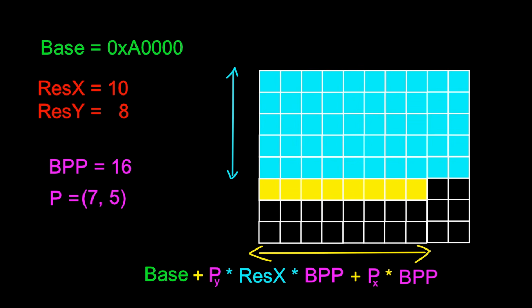This formula is valid only if there is no padding between rows. To include padding, we do a small modification. Instead of multiplying the row by resolution x and by bytes per pixel, we multiply it by the scanline size. We can now calculate the address in memory for any pixel.